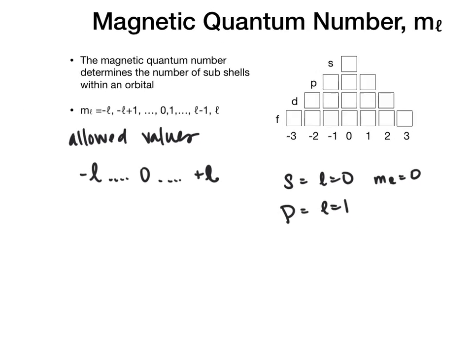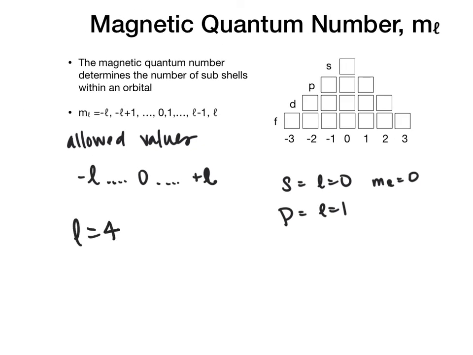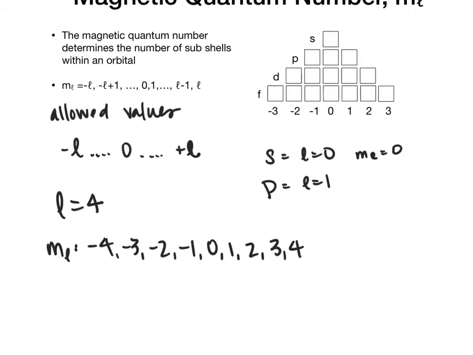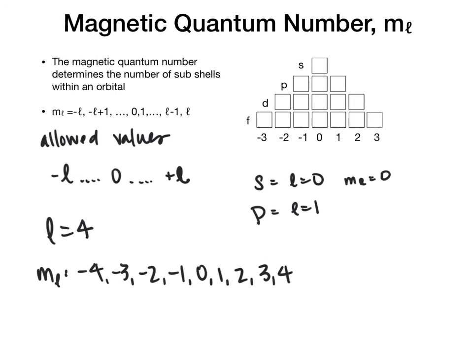But for L equals 4, which is not on here, your m sub L values would be negative 4, negative 3, negative 2, negative 1, 0, 1, 2, 3, 4. So the allowed values are negative L, including 0, to positive L. And this is the number of subshells within an orbital. In a second, we're going to put this into a picture, and start to think about where specifically the electrons go.